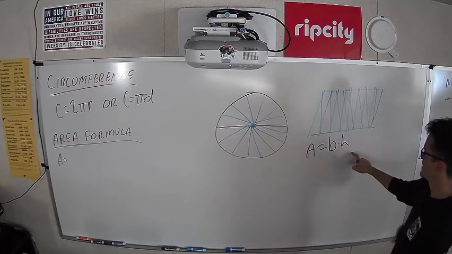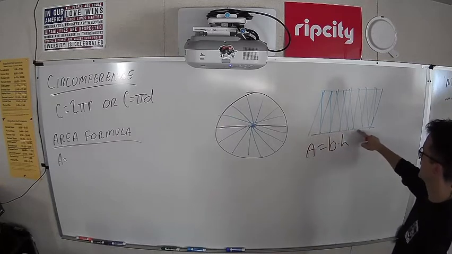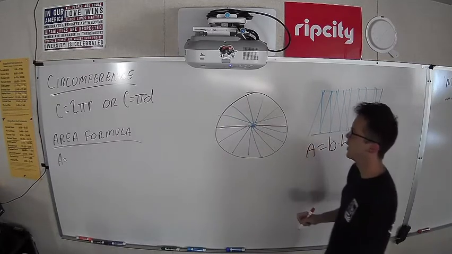So if area is base times height, we need to figure out, well, how can we understand what the base of this parallelogram is as it relates to our circle?